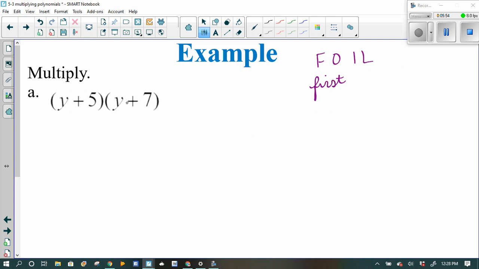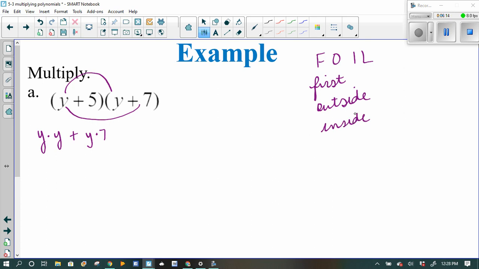So you would multiply the first terms, y times y. O is for outside. So now you would multiply the outside pieces, y times 7, so plus y times 7. I is for inside, so I would do 5 times y, so plus 5 times y. And L is for last, so 5 times 7.